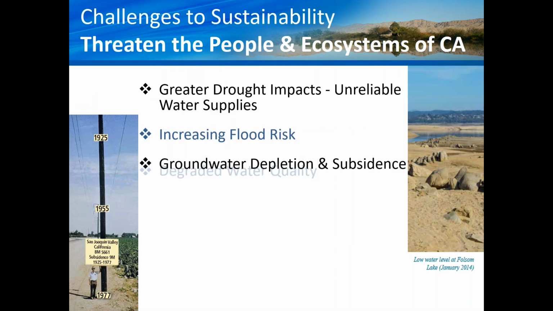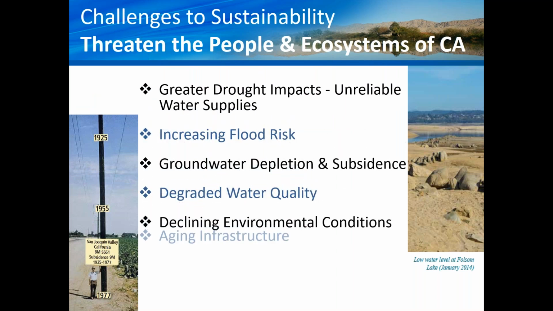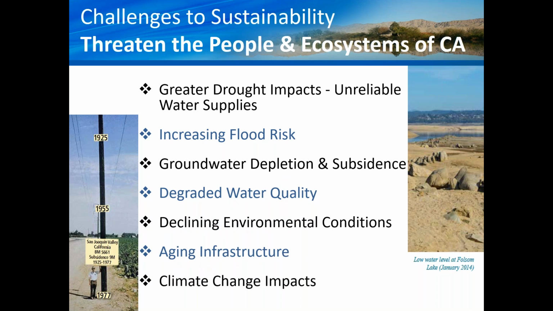So some of the challenges, and these are what we term the critical challenges we face. Again, these are things that most folks involved with water know, but we've listed these in this chapter: greater drought impacts, unreliable water supplies, increasing flood risk, groundwater depletion and subsidence, degraded water quality, declining environmental conditions, aging infrastructure, and climate change impacts, which kind of affects everything that we're dealing with here.